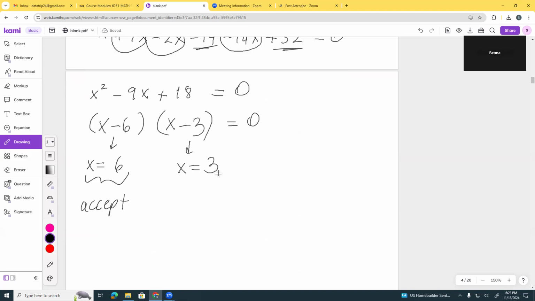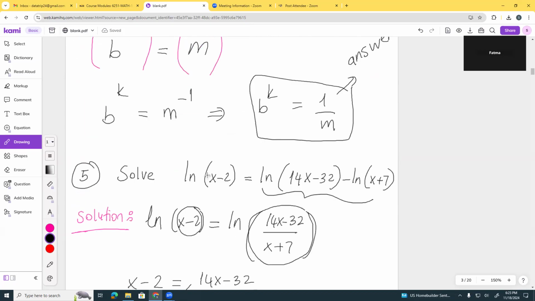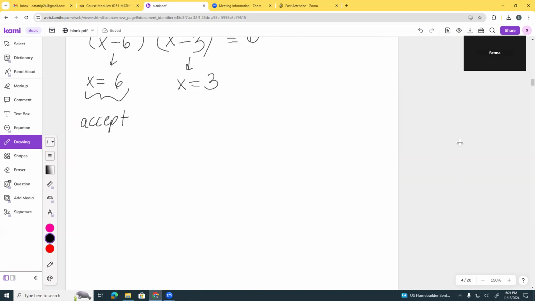We're going to do the same thing with 3. So we're going to take the 3 and we're going to check if 3 gives us any negative ln. What's 3 minus 2? 1. Is it a negative number? So it's good here, right? Now let's check here. 14 times 3 is 42. 42 minus 32 is 10. Is it a negative number? So it's good here. And 3 plus 7, is it a negative number? No. So this is also a good solution. We also accept it because it never makes us calculate the ln of a negative number. So both of these will be accepted as answers.